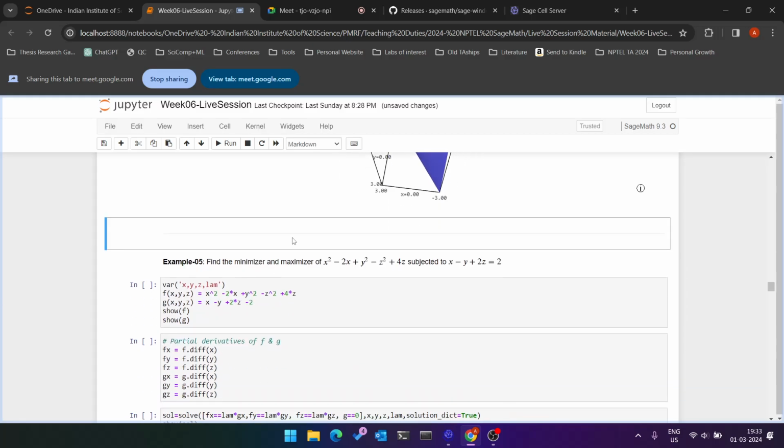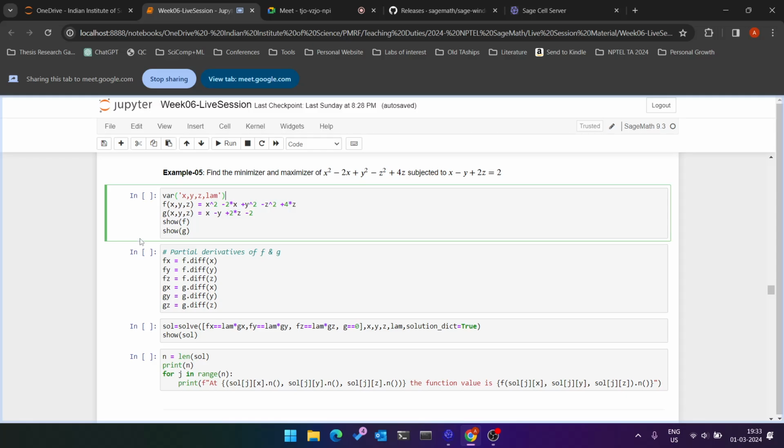A similar example on constraint optimization. Again, we wish to figure out the minima and maxima for the function given by x square minus 2x plus y square minus z square plus 4z, subject to this constraint x minus y plus 2z equals 2. Again, the same steps. Define symbolic variables. Define your expressions f of xyz, g of xyz.